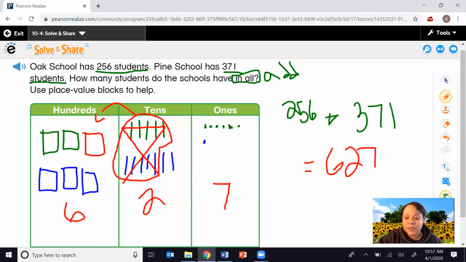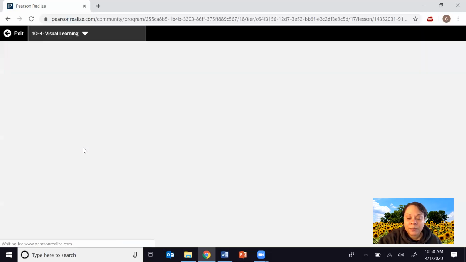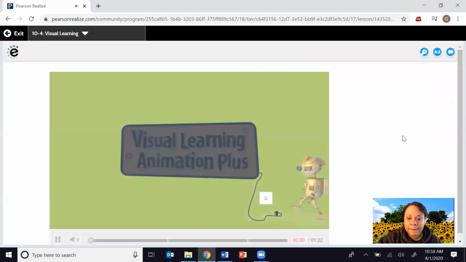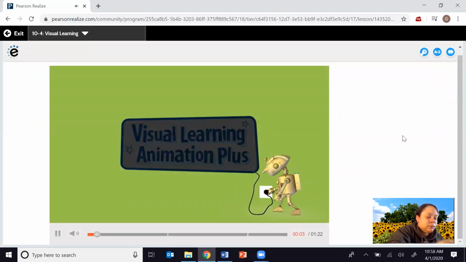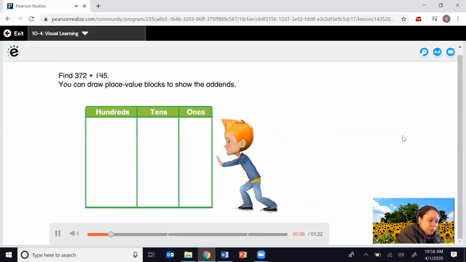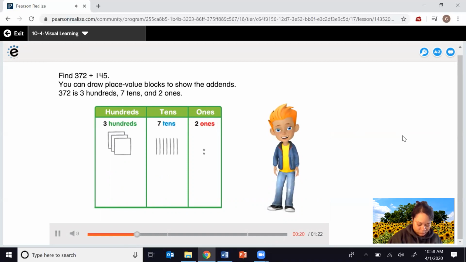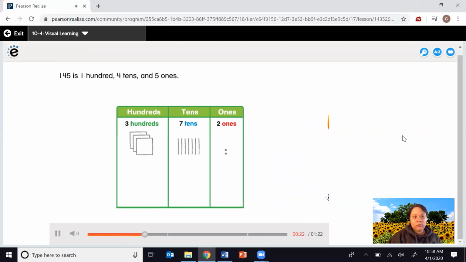All right, so we're going to move on to our visual learning and continue to talk about modeling addition. Find 372 plus 145. You can draw place value blocks to show the addends. 372 is 3 hundreds, 7 tens, and 2 ones. 145 is 100, 4 tens, and 5 ones.